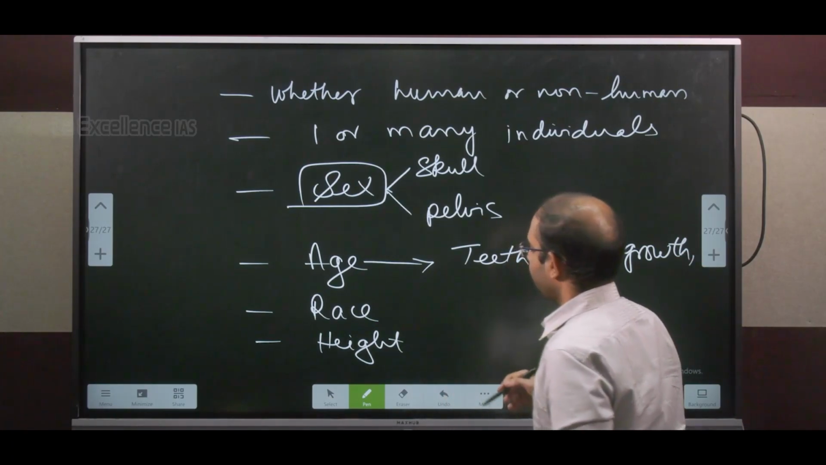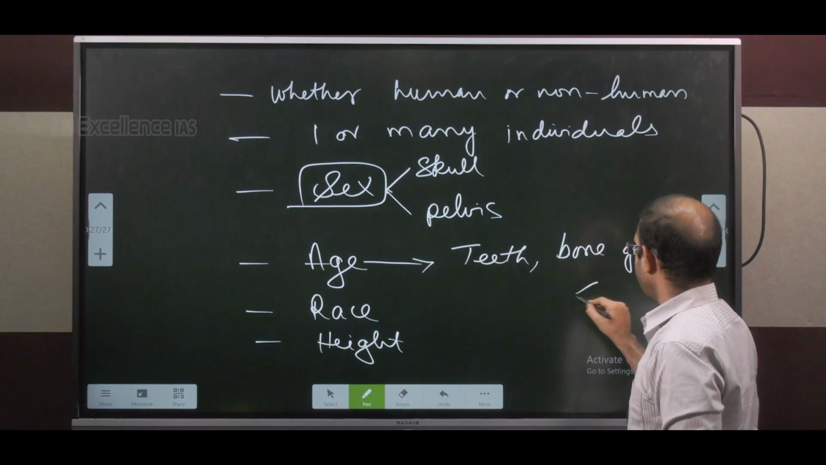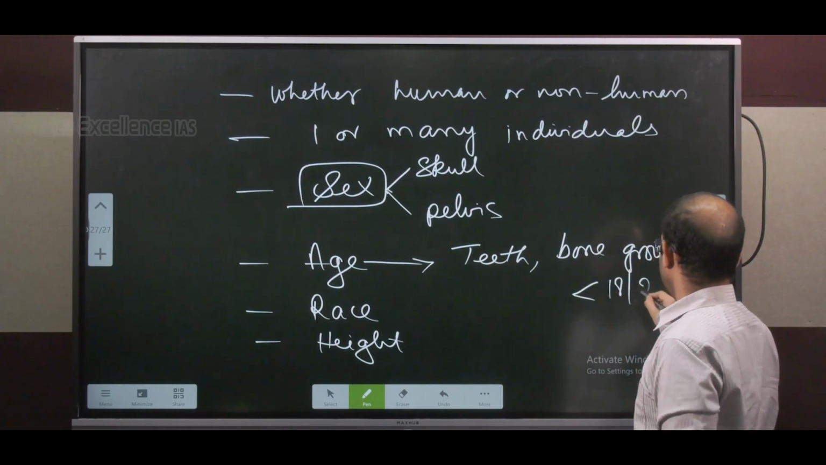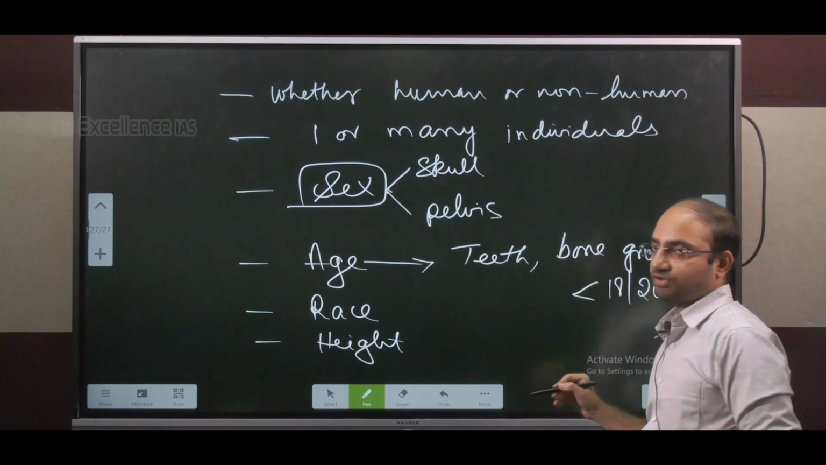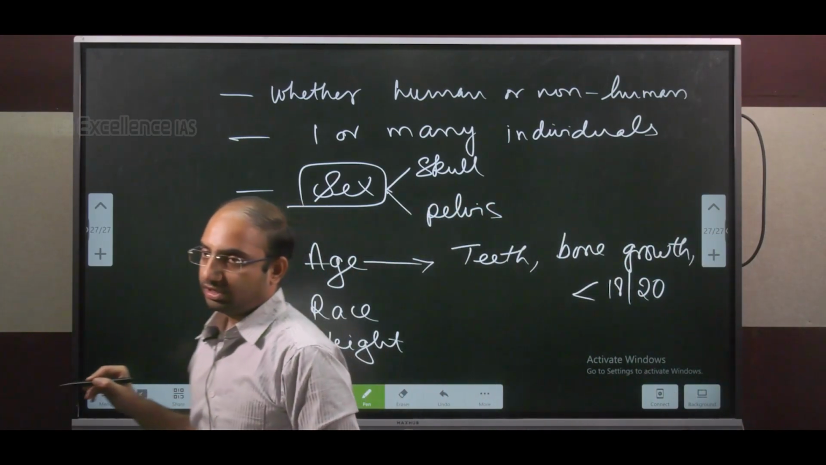Age can also be identified. Using teeth and bone growth, we can identify age up till 18 or 20. But after 20, it becomes very difficult to identify age. And you can again identify age in case of old age.